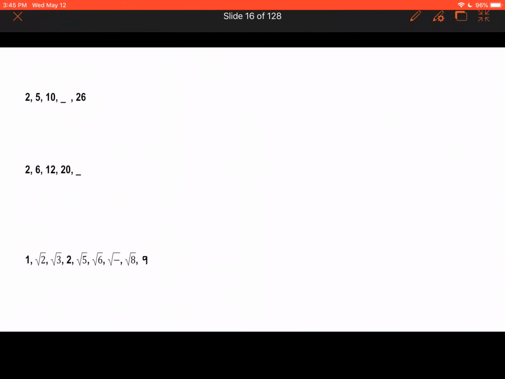Okay, so 2, 5, 10, 26. This is also the same thing. Okay, just let me write the value of different squares. Can you relate both these values? Yes, the first number is 1 square plus 1. Second number 5 is 2 square plus 1.